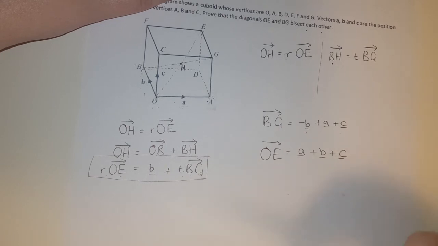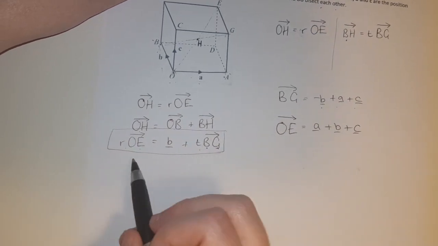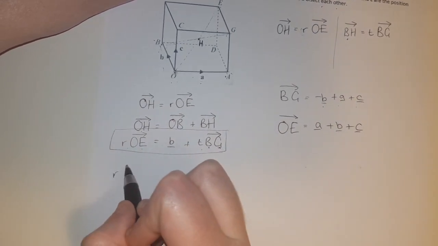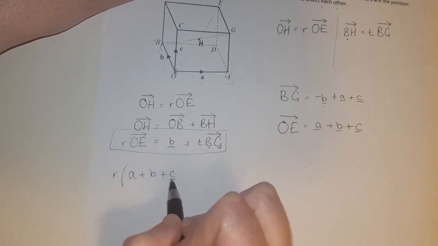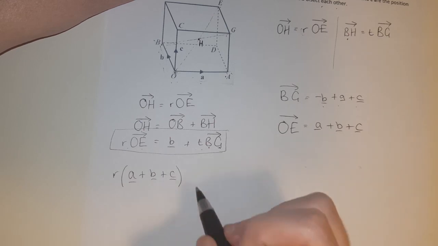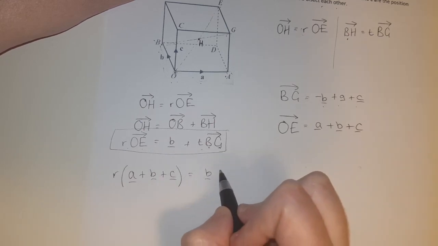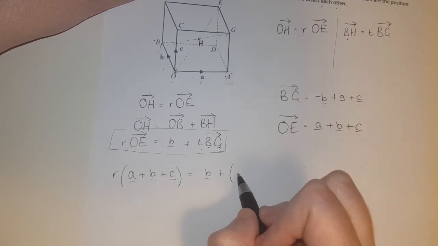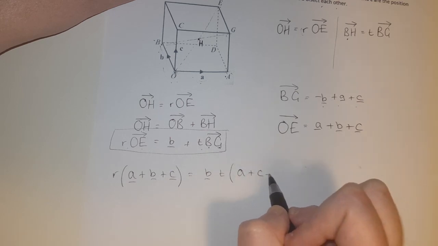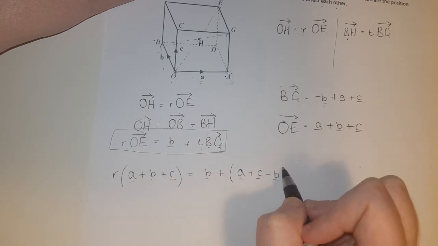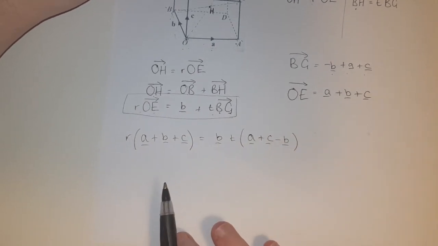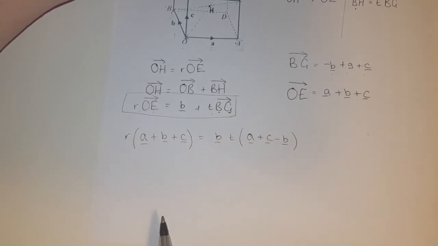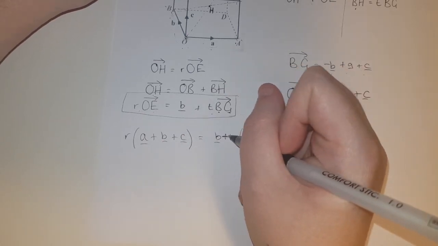Okay, so it's a lot of kind of imagining what's going on. That means I can now replace all of this. I get R is some multiple of A plus B plus C. Okay, that has to equal B plus some multiple of B to G, which we said is A plus C minus B. Remembering to underline everything since they're vectors. And now all we're going to do is, just like we did in the last question, we're going to equate coefficients on either side, and I missed a plus.